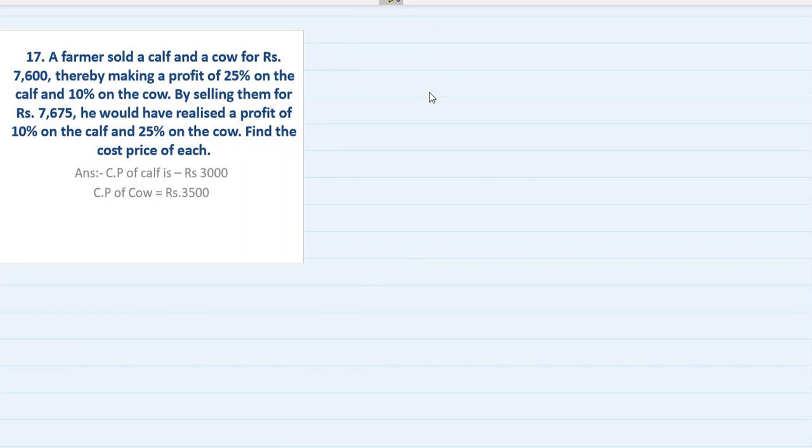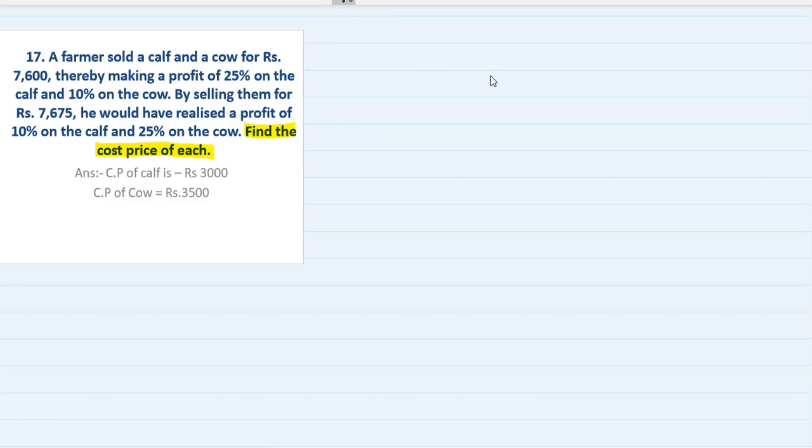A farmer sold a calf and a cow for rupees 7,600, thereby making a profit of 25% on the calf and 10% on the cow. By selling them for 7,675, he would have realized a profit of 10% on the calf and 25% on the cow. Find the cost price of each. That is the final statement. From the final statement, we will begin our solution.